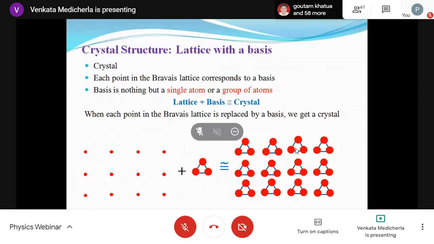Each point in the Bravais lattice corresponds to a basis. Because I told you that a Bravais lattice is nothing but a set of lattice points, a mathematical construction. You just put points at the periodically arranged positions. Now each point has some meaning actually.